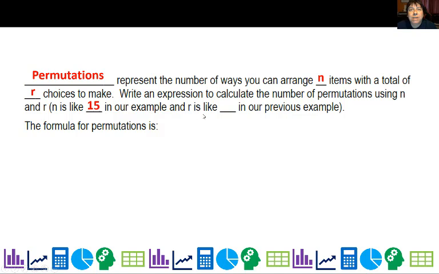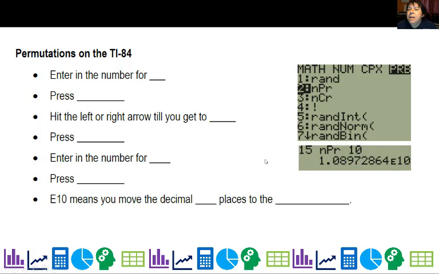N is like 15 in our example, and r is like 10. And here's the formula, nPr, where you have n factorial over how many you didn't choose factorial. Okay? So on the TI-84, good news, you don't even have to do the factorials and divide them. It will spit the answer out for you.